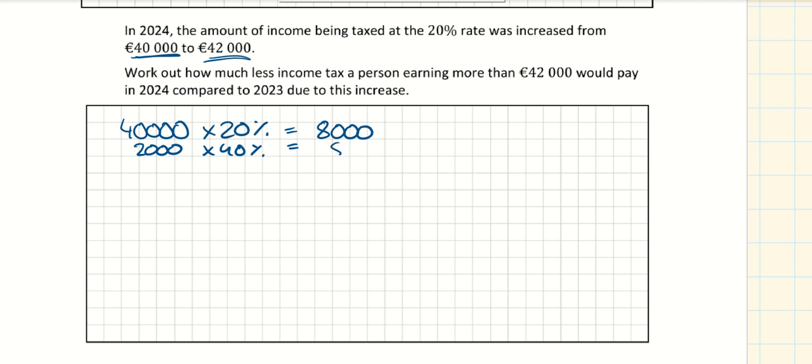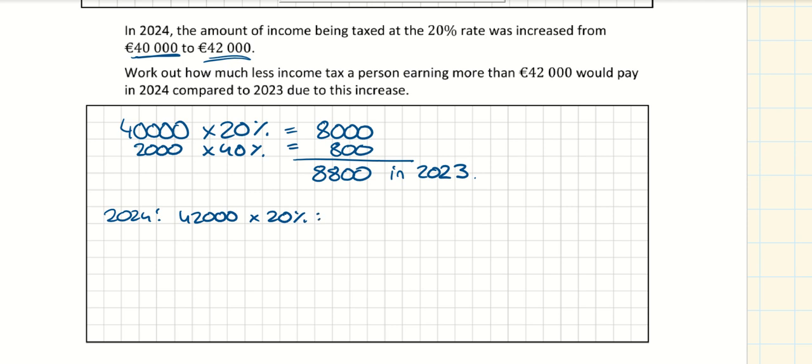Sorry, no, that's not right. 8,800, just error on my part. So in total, you would have paid 8,800 in 2023. Okay. In 2024 then, all 42,000 of it is taxed at 20%. So we can just tax it all at 20%, and that would have been 8,400 in that amount.